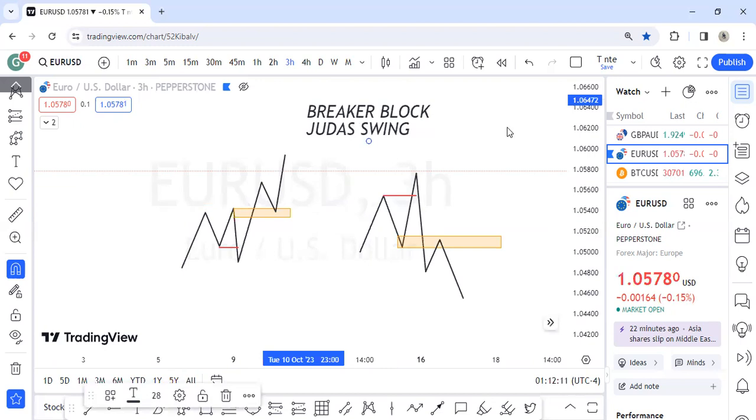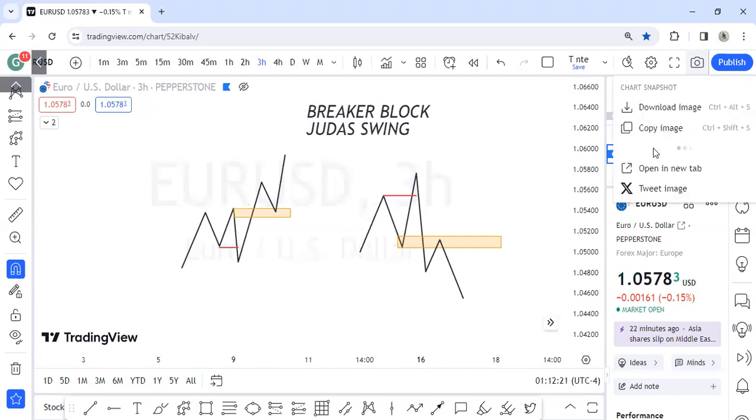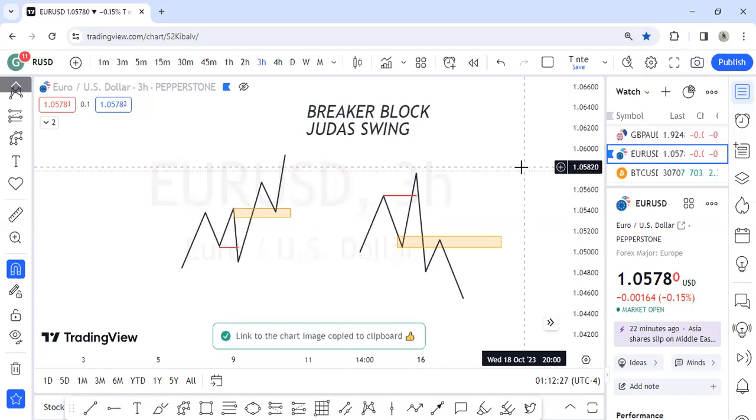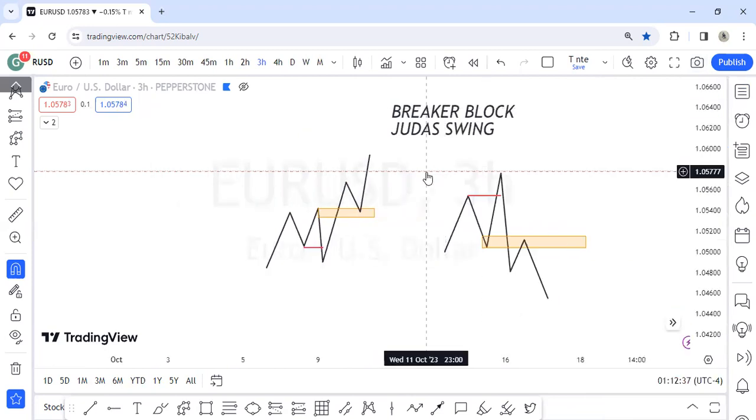All right, so we try that as a breaker block. Breaker blocks occur on every time frame and every chart, right? Now let me state something. To actually select a breaker block, you have to consider the trend of the market, right?